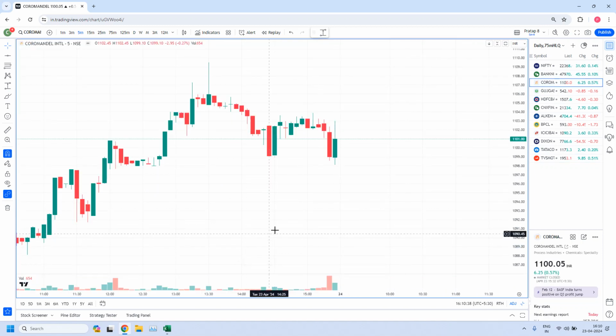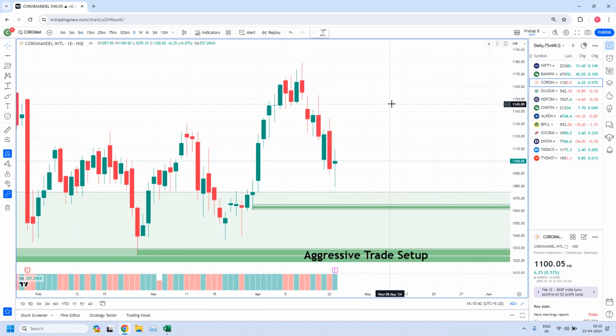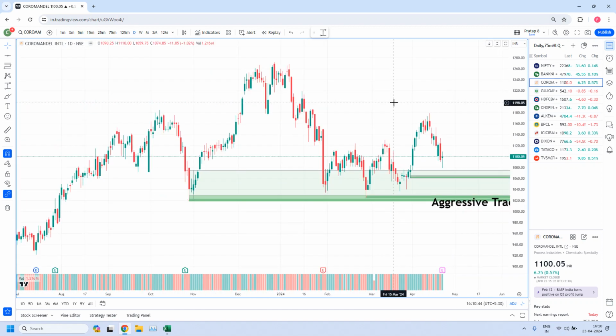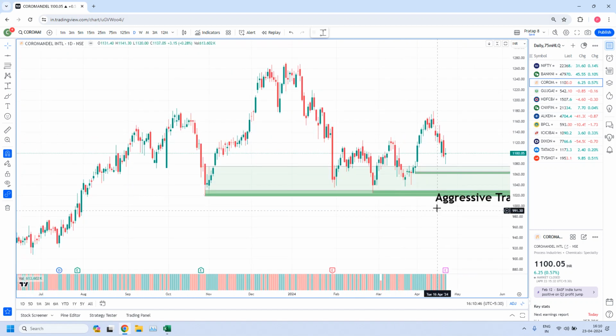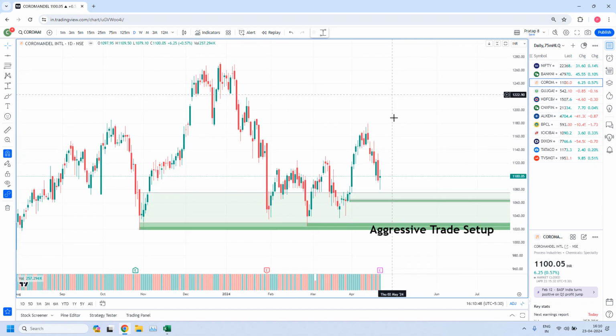So first one is Coromandel. Coromandel is a daily high liquidity zone. Coromandel even identified aggressive trade also. Let me show you how I fine tune.